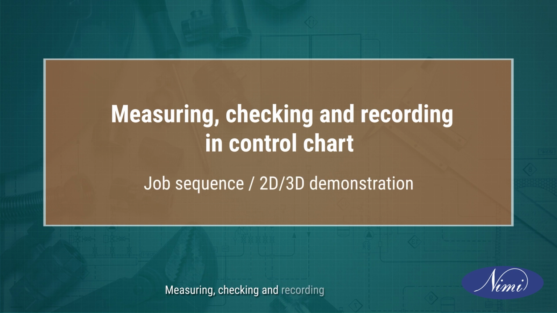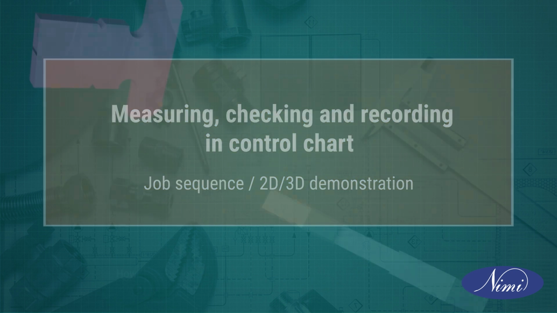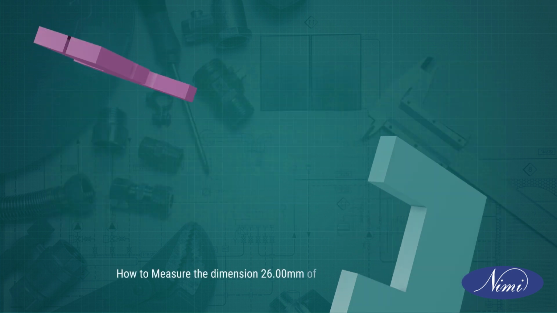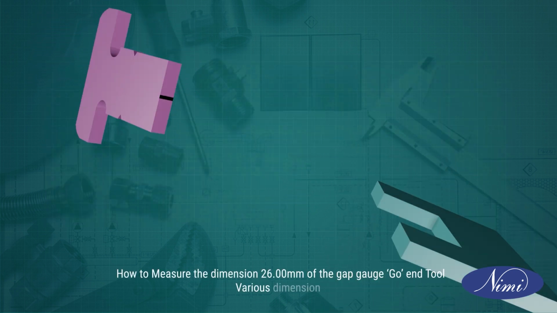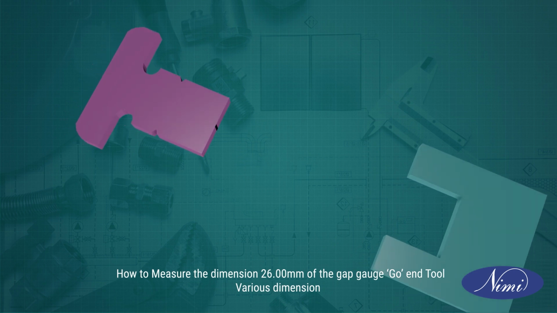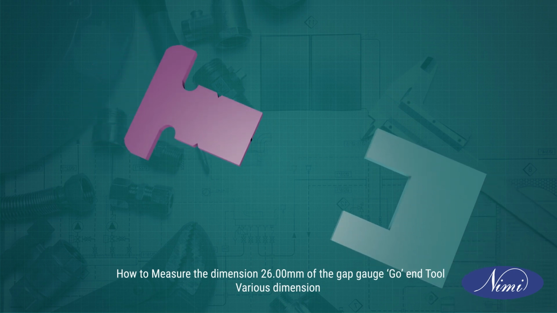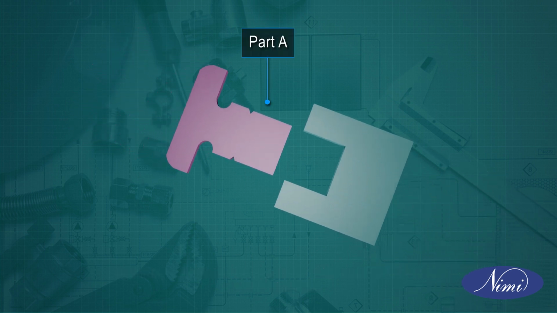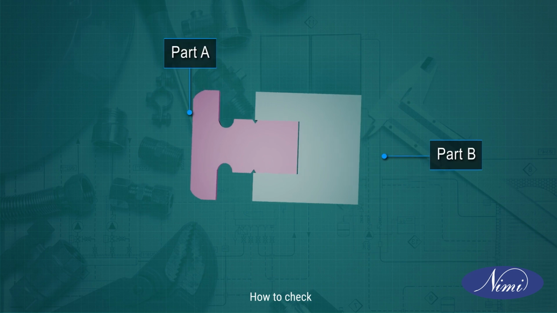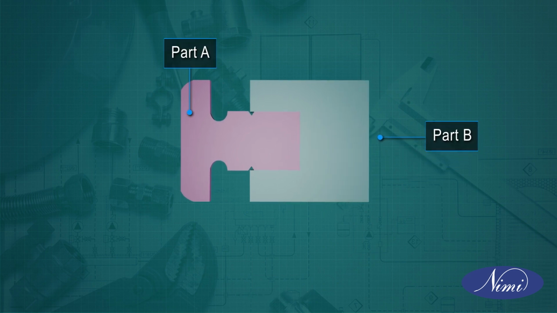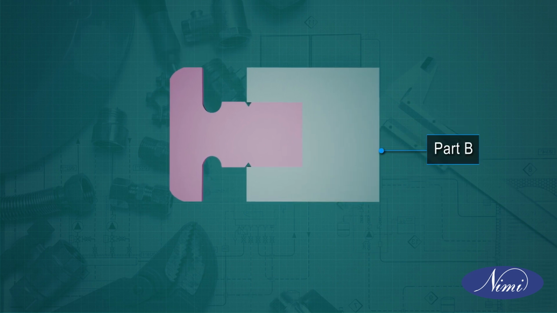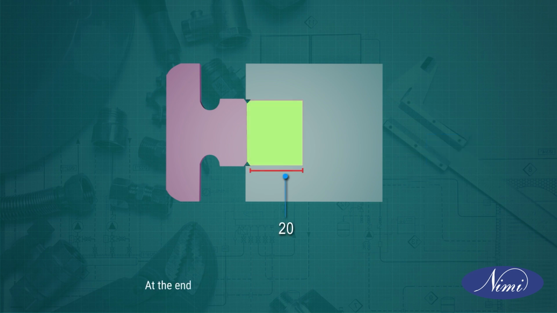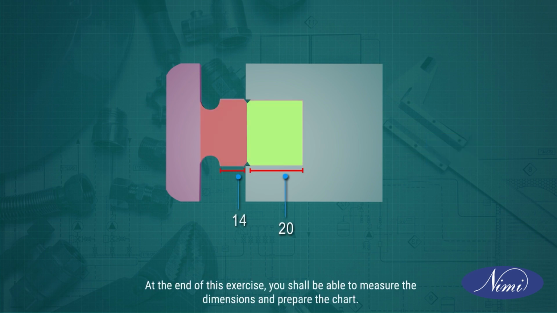Measuring, checking and recording in control chart. How to measure the dimension 26.00 mm of the gap gauge go end tool, various dimension. How to check. At the end of this exercise, you shall be able to measure the dimensions and prepare the chart.